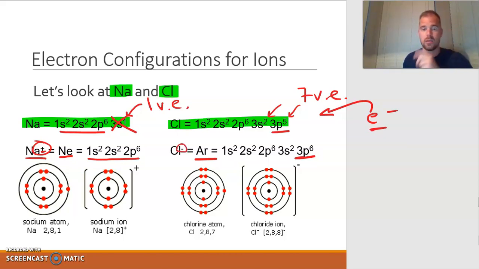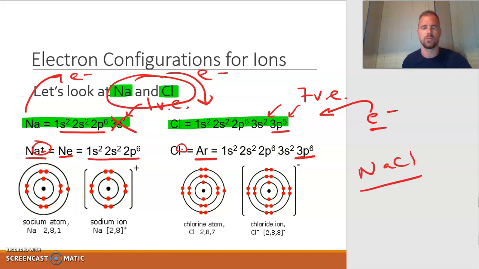And by the way, sodium wants to give up an electron. Chlorine wants to take an electron. It kind of makes sense that Na and Cl are good partners, and that's why the compound sodium chloride exists.